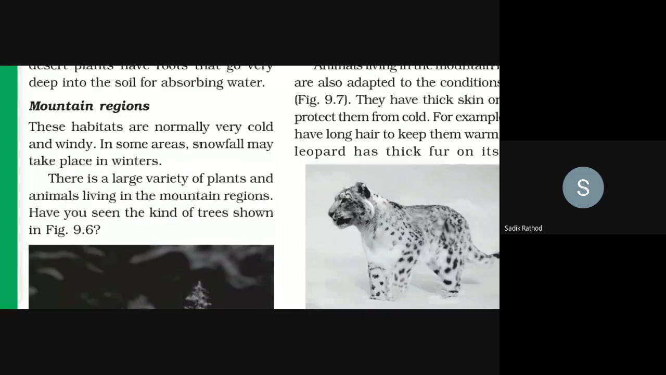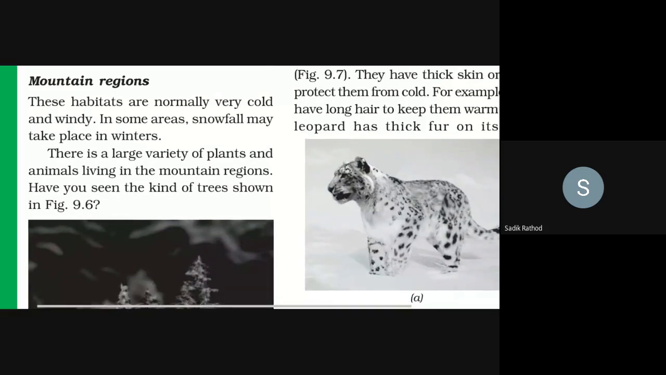Mountain region. These habitats are normally very cold and windy. In some areas, snowfall may take place in winter. There is a large variety of plants and animals in the mountain region.